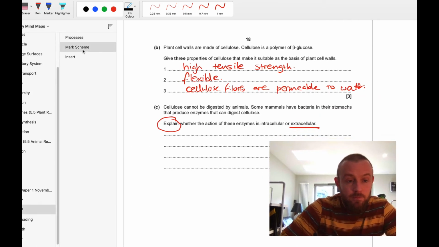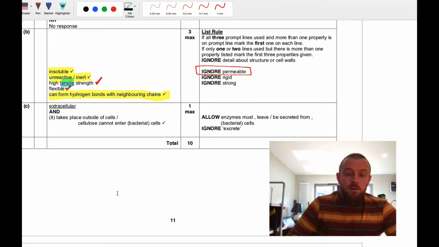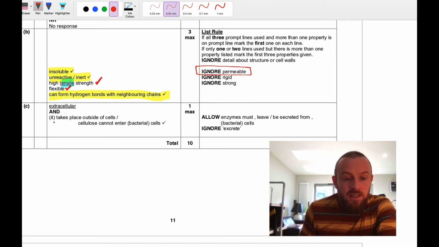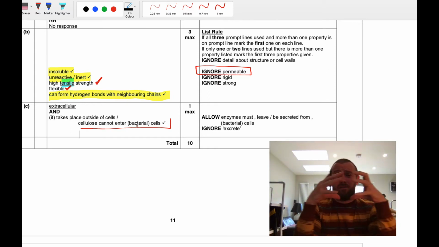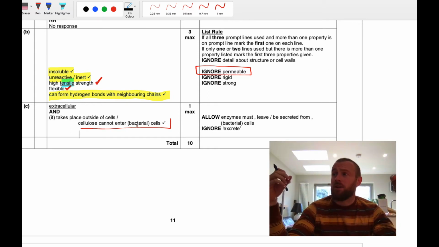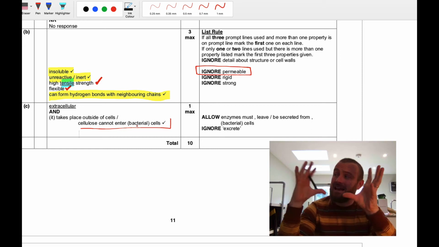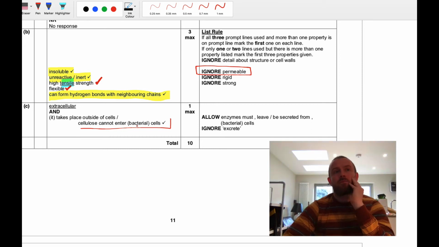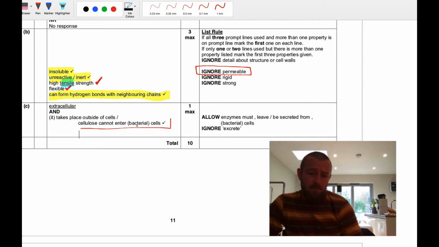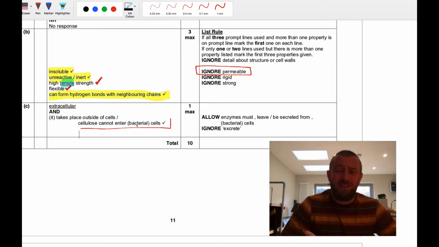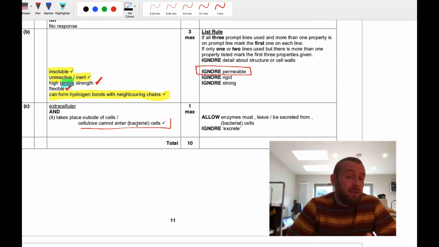Let's look at the mark scheme. So extracellular, it takes place outside of cells. Cellulose also cannot enter the bacteria. That's also something I could have said, because cellulose fibers are very, very long, and therefore you wouldn't expect a bacteria to be able to take that in. In fact, bacteria don't really take things in by endocytosis or phagocytosis or anything like that. They don't have that ability. So the enzymes must leave the bacteria to have an action.